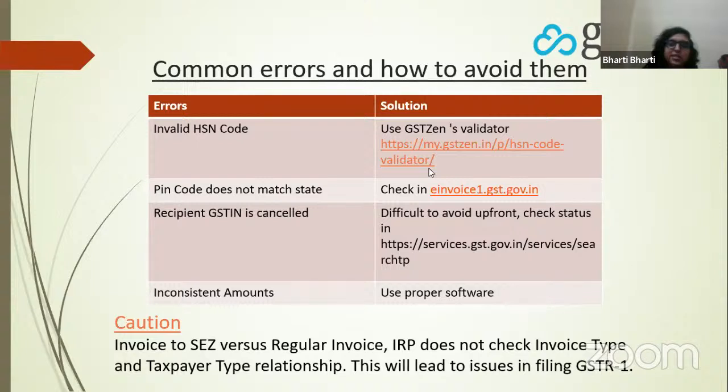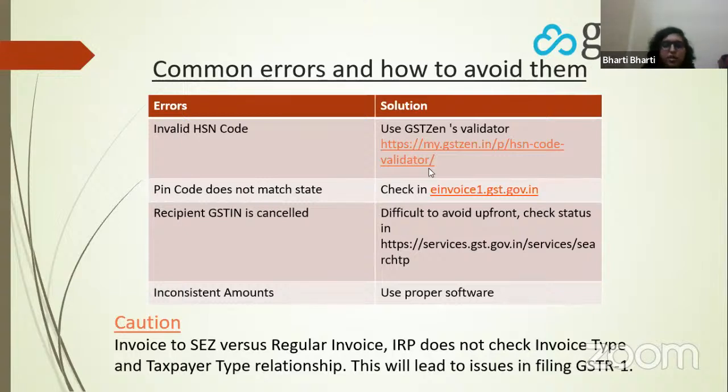Recipient GST is cancelled. When the recipient GST is cancelled, you can no longer generate a B2B invoice for that recipient. Hence, you'll get an error while generating the e-invoice. You can check the recipient GST on the GST portal, check if the GST is still active, and then generate.